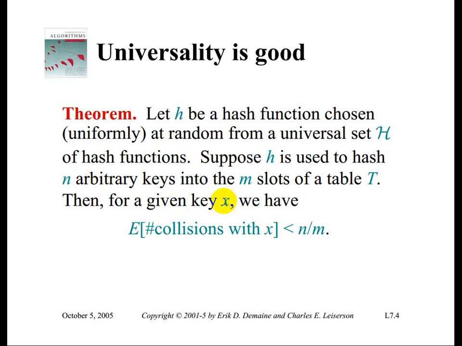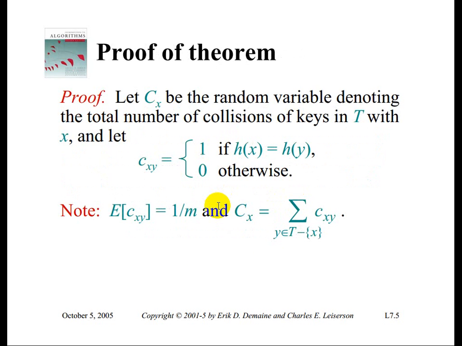Thus, for any given key x, the number of collisions with x is less than n by m. The number of collisions for any key is less than n by m, where n once again is the total number of keys that you pick. And let Cx be the random variable denoting the total number of collisions of keys in T with x. And Cxy is 1 if the hash values are the same, and 0 otherwise.